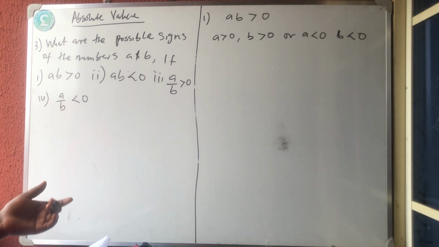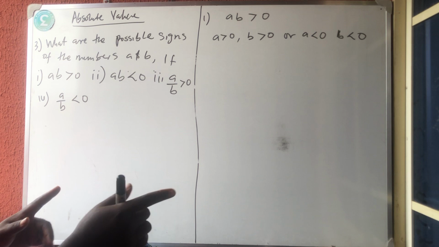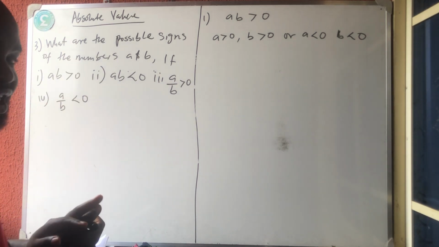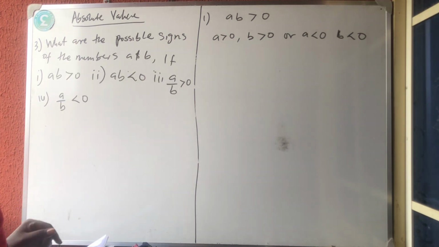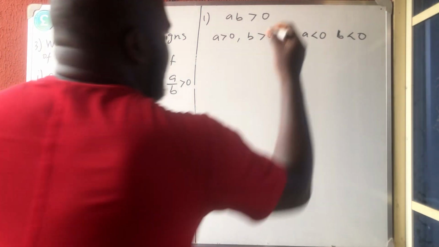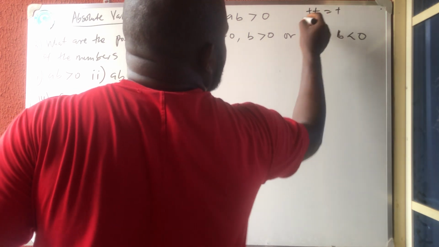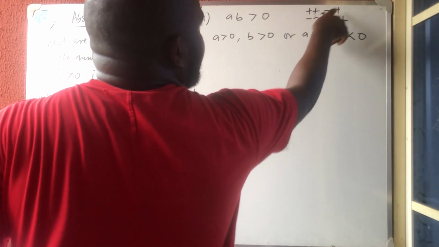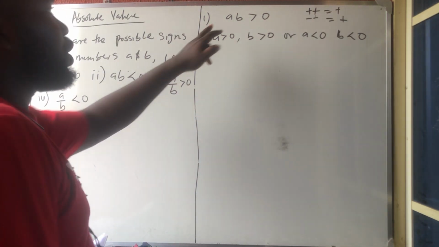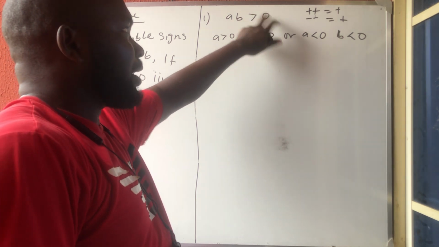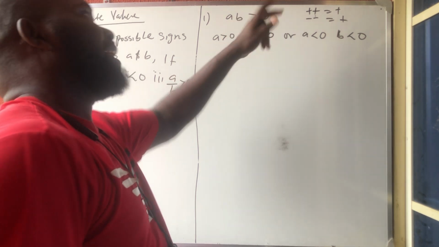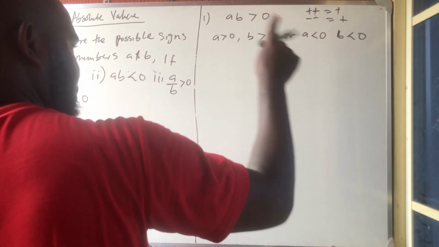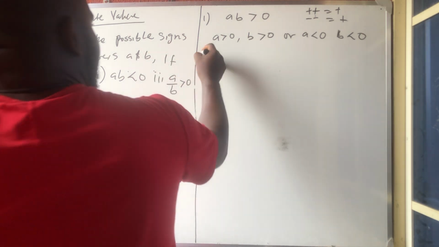Okay? If you multiply two things and you are getting a positive answer, it means that the sign of the two of them must be the same, because plus times plus is plus, and minus times minus is plus. So whenever the signs are the same, the answer must be a positive number. So it means that either both of them are greater than 0 or both of them are less than 0. Okay, that is for i.